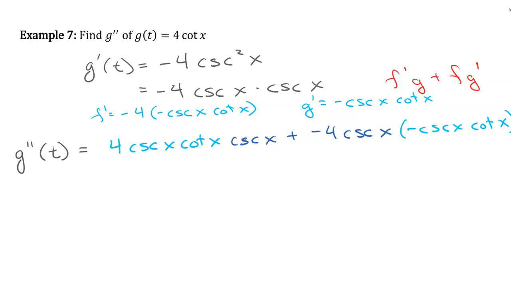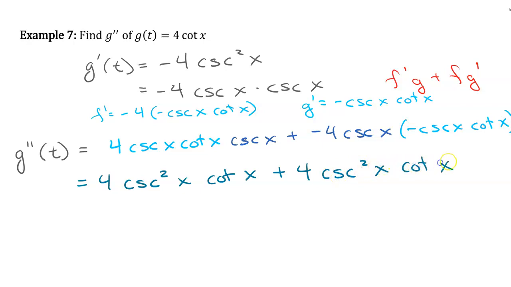And simplify. Goodness gracious. Okay. Well, at least the first part's easy. Cosecant and cosecant would turn into cosecant squared. Cotangent. Negative and a positive is still a positive. 4, and we still got 2 cosecants, so that's still cosecant squared. Cotangent. Oh, and those are now like terms, so we can combine. So that would be 8 cosecant squared x cotangent x for our double prime.